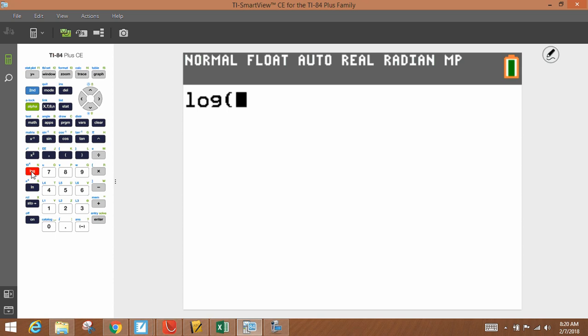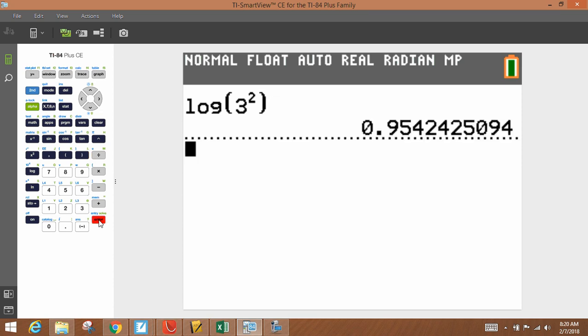So this is log base 10 of 3 squared. I can hit my enter key and it tells me that's approximately 0.954.